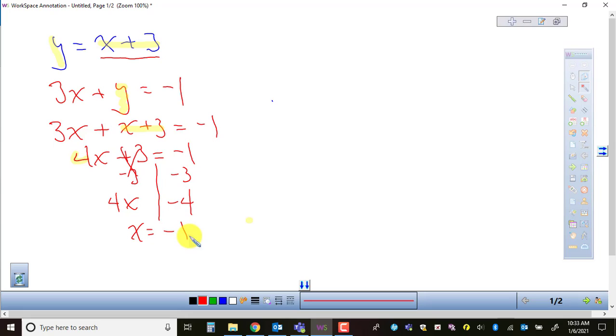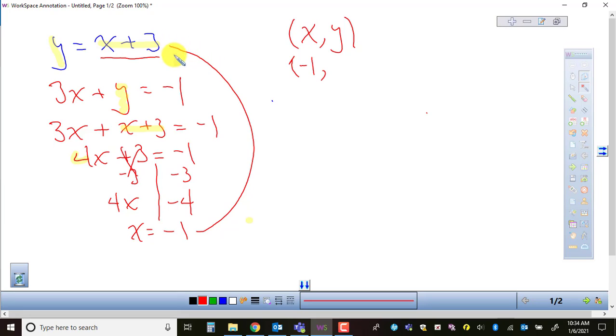Now I'm not done with this system of equations, because remember, when I'm solving a system of equations, I'm trying to find an ordered pair, an x and a y that works in this system of equations. And what I've done so far is I've found the x. I know x is going to be -1. I've not yet found the y. How am I going to do that? Well, I'm going to take my value of x, and I'm going to put it into one of these two equations.